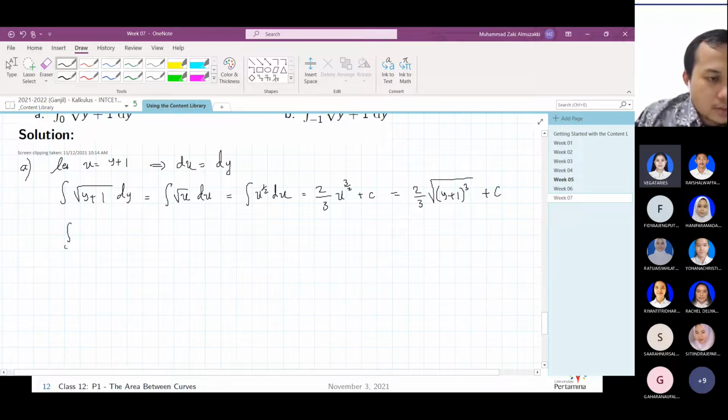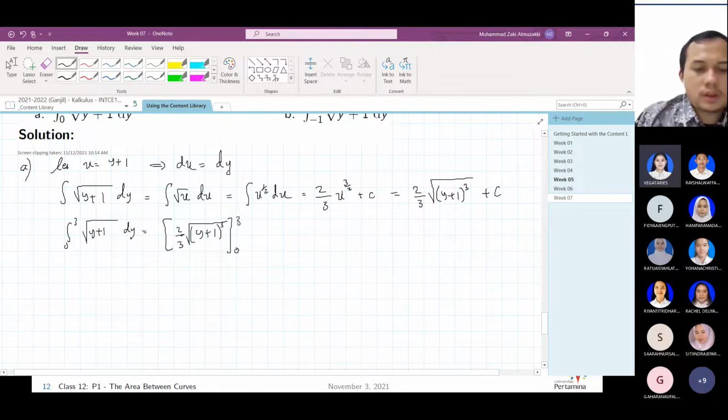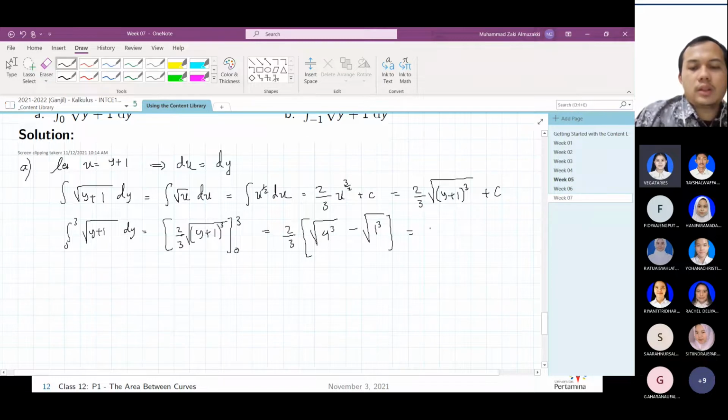So the integral from 0 to 3 of square root of y plus 1 dy is actually 2/3 square root of y plus 1 to the power 3, evaluated from 0 to 3, which is 2/3 of square root of 4 cubed minus square root of 1 cubed, which is 2/3 multiplied by 8 minus 1, so this is 14/3.